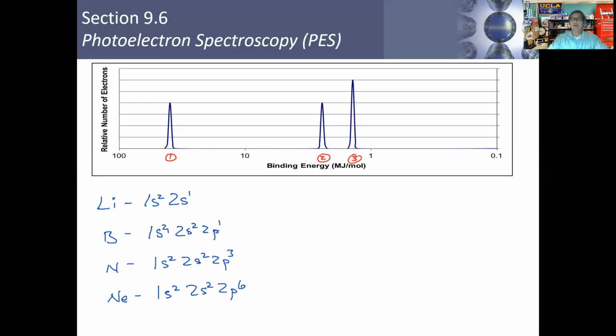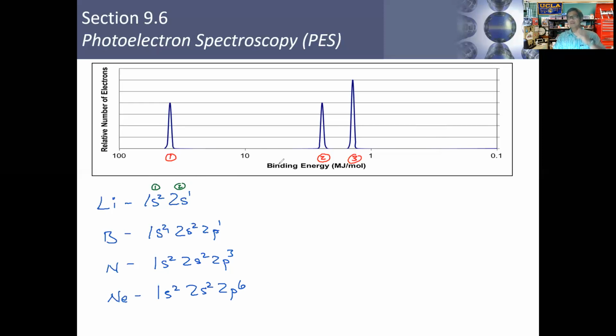Okay. All right, so let's go ahead and consider what we have here. We've already said that there are three unique peaks, meaning that there are three different types of electrons. When we say different, that means electrons located in three different places. Let's take a look at the lithium electrons here. We have electrons located in the 1s orbital, and a single electron located in the 2s orbital. So we have here for lithium two unique locations.